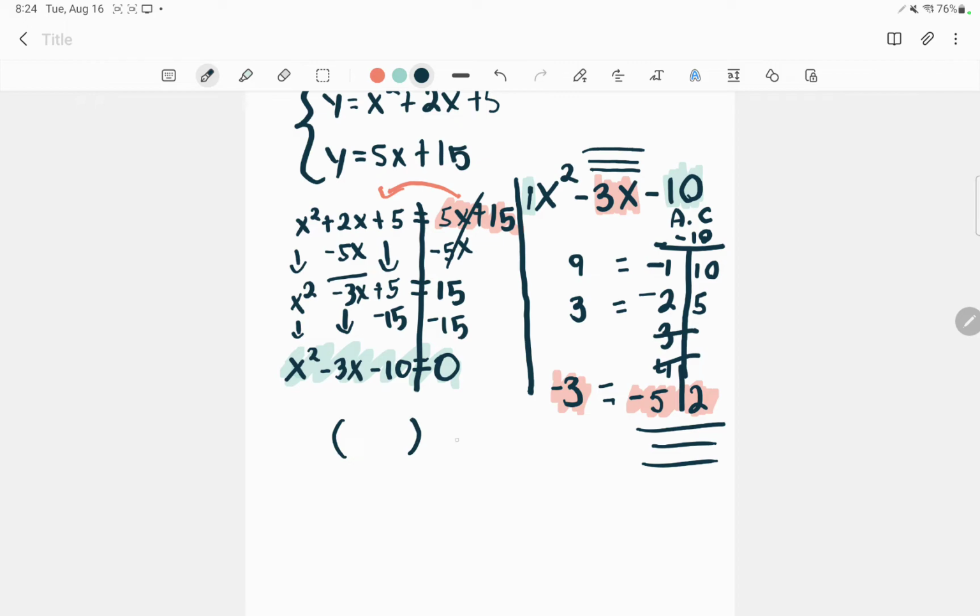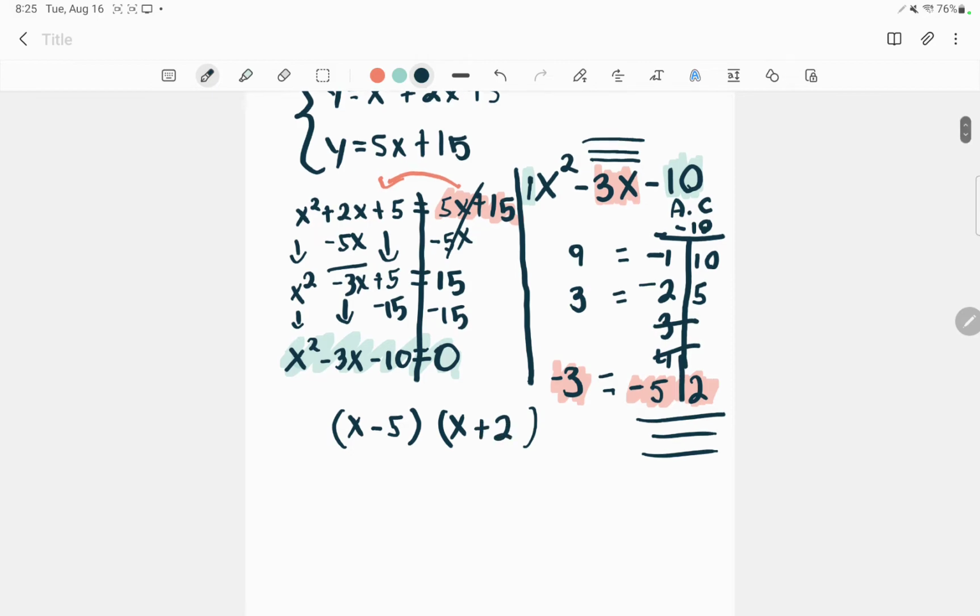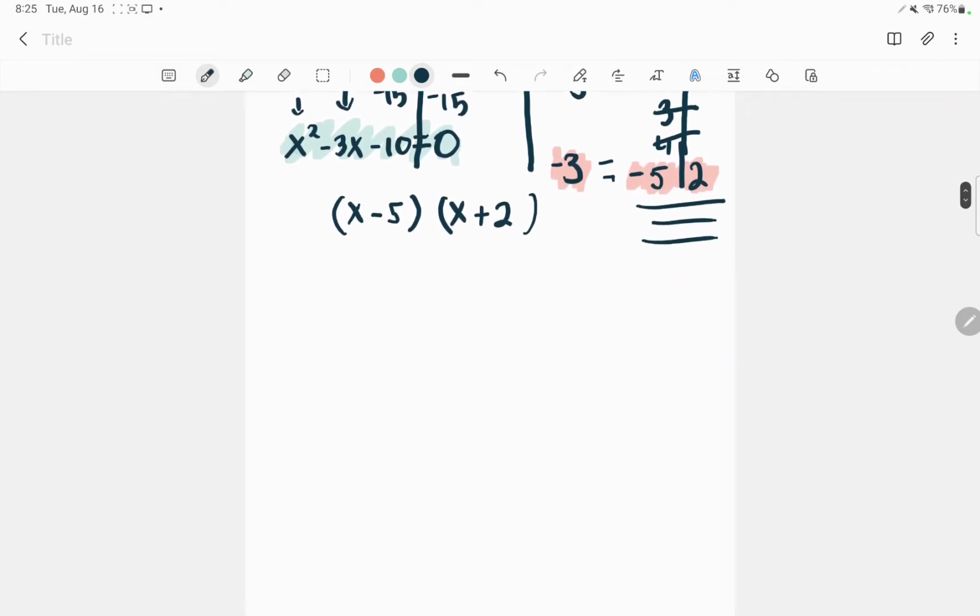So I'm going to put parentheses. And you always put x first, unless we go over different problems, in which hopefully later we explain whenever you don't put just an x. But for everything that we're doing so far, you always put an x first. Then I'm going to put both of my numbers. So -5. And for the 2, I'm going to put +2. Now we're done with our factors.